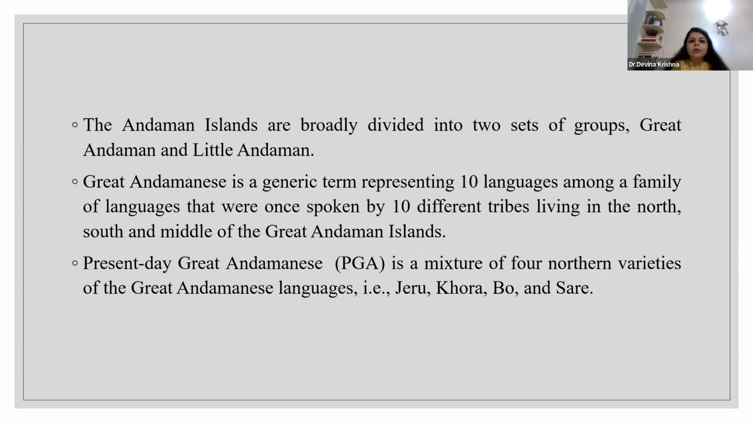So the Andaman Islands are broadly divided into two sets of groups. We have Andaman and we have Little Andaman. Great Andamanese is a generic term representing 10 languages among a family of languages that were once spoken by 10 different tribes living in the north, south, and middle of the Great Andaman Islands. Present-day Great Andamanese, PGA, is a mixture of 4 northern varieties of the Great Andamanese languages, that is Jeru, Khora, Bo, and Sare.